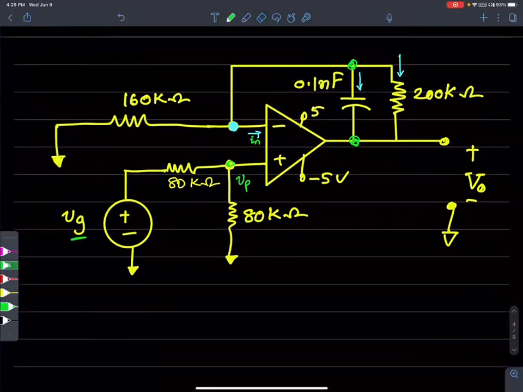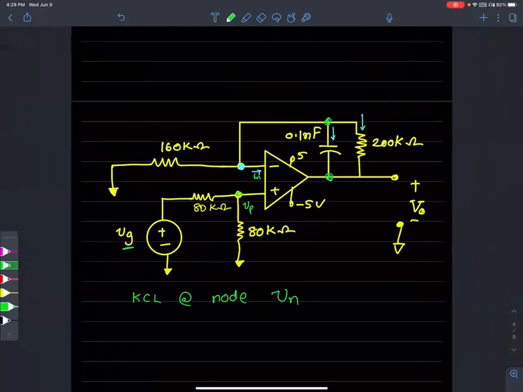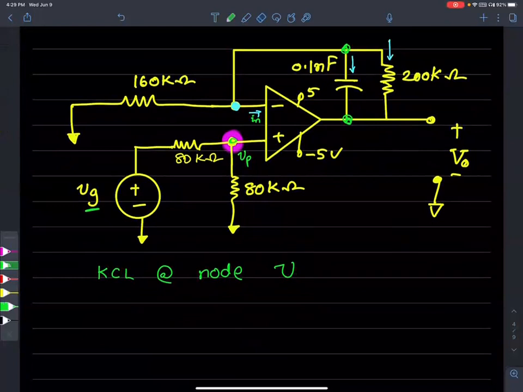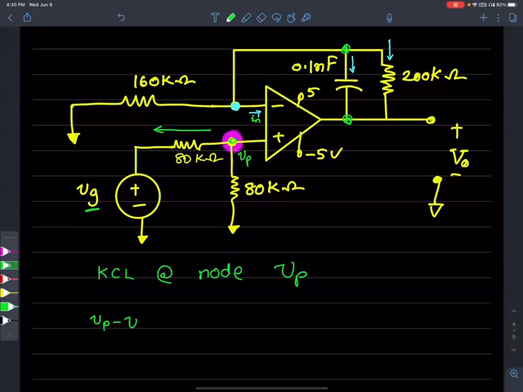Okay, so far what we have done is to set up KCL at node Vn. So let's do the exact same thing for Vp as well. Somebody's got to tell me the equations for Vp. VG minus, yeah, Vp over 80K. Oh, I guess in this case, since you drew it that way, Vp minus VG over 80K. Thank you. And then that one's going to be facing down. So Vp over 80K plus, yeah.